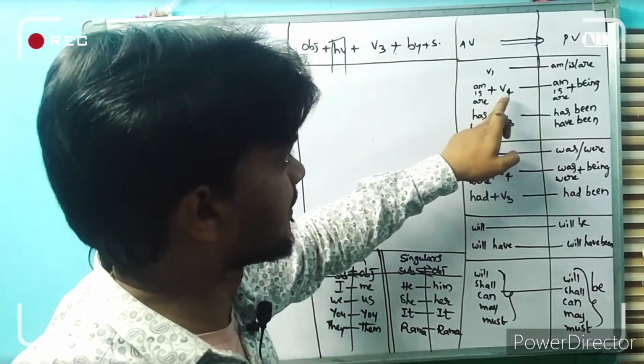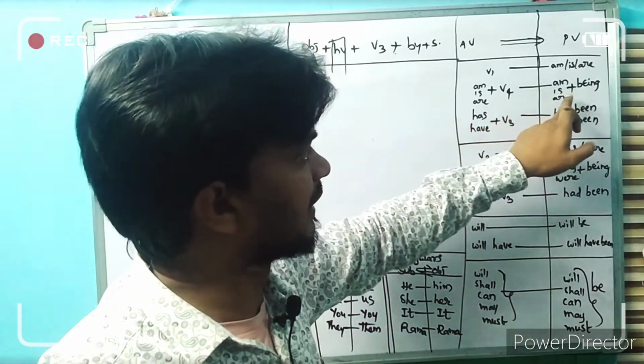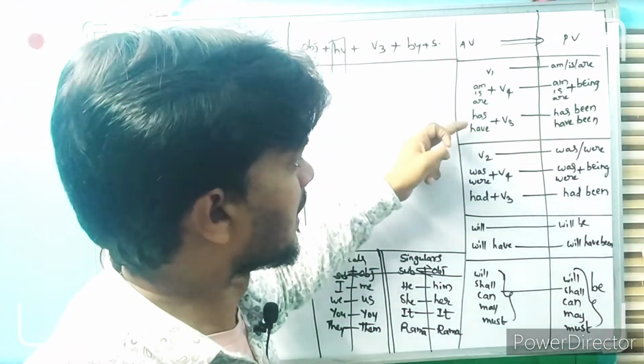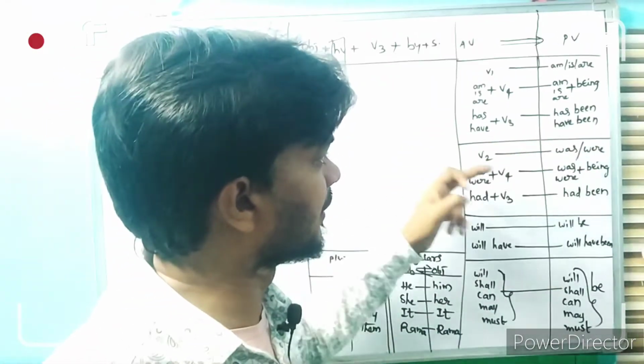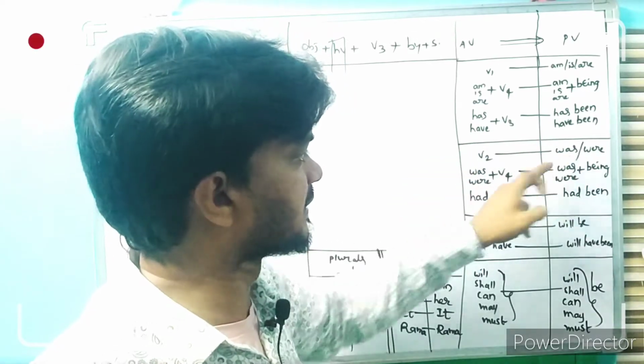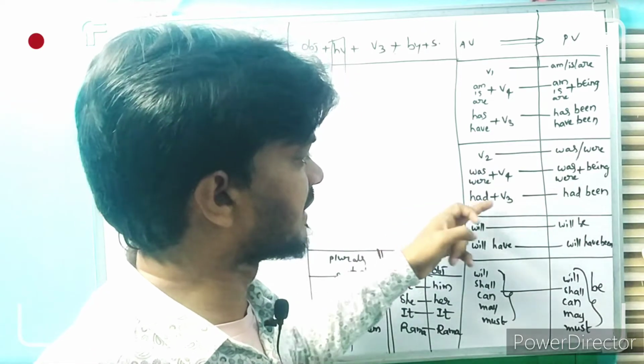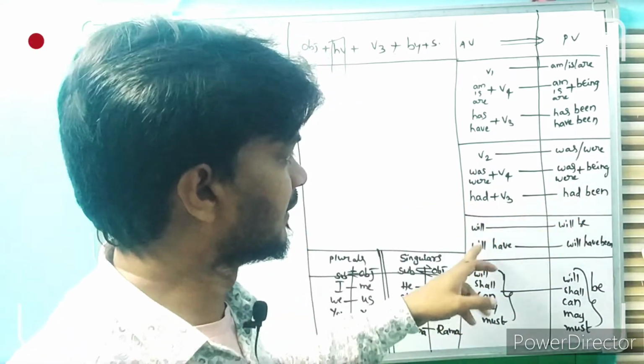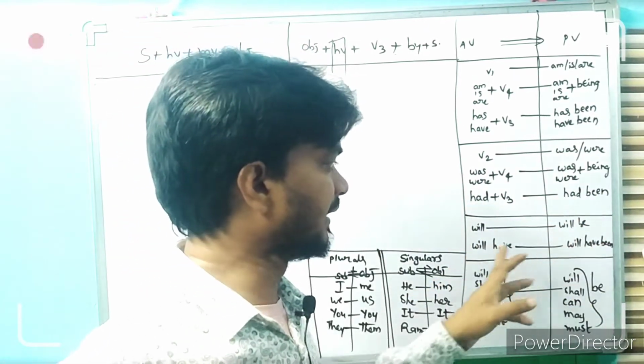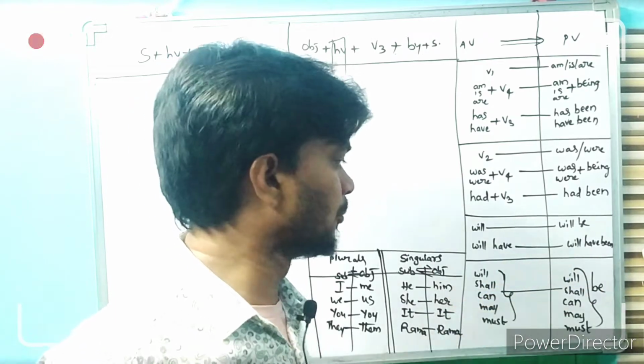Here, if it is in active voice V1, in passive voice it will be am, is, are. If it is in active voice am, is, are plus V4, it will be am, is, are plus being. Has or have plus V3, has been, have been. If it is a V2, was, were. If it is was, were plus V4, was, were being. If it is had plus V3, had been. If it is will be, will have been.